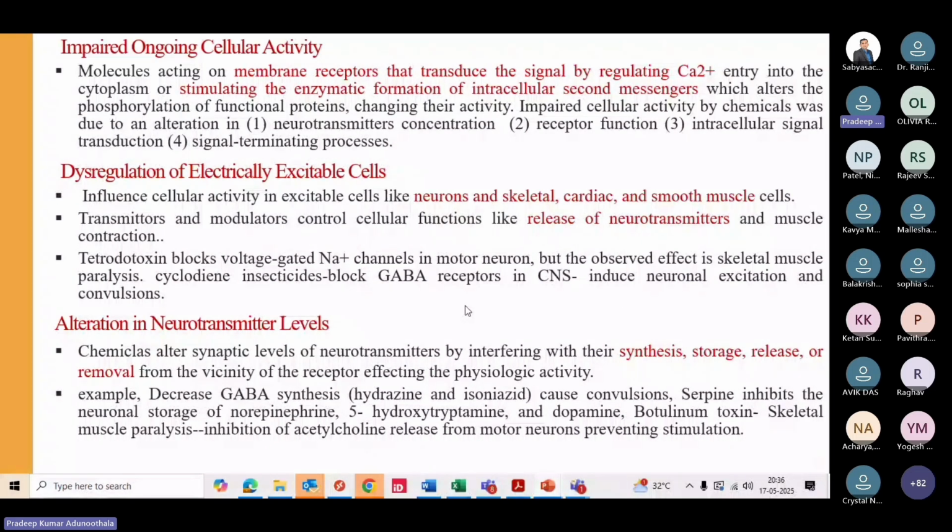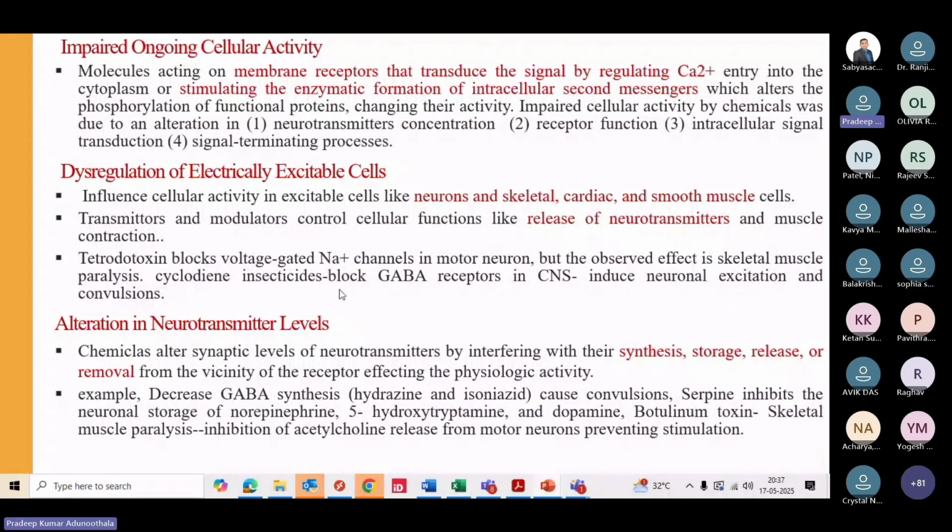Coming to the dysregulation of electrically excitable cells, this influences the cellular activity in excitable cells like neurons and skeletal, cardiac, and smooth muscle cells. The transmitters and the modulators, which are generated from the neurons, control cellular functions like release of neurotransmitter and muscle contractions. So if these undergo dysregulation, that leads to toxicity. The main example for this is tetrodotoxin that blocks the voltage gated sodium channels in the motor neurons, but the observed effect is skeletal muscle paralysis.